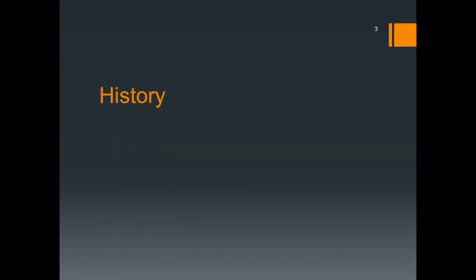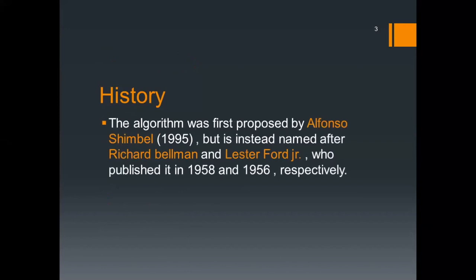Okay, now I am going to talk about the history of this algorithm. The algorithm was first proposed by Alfonso Shimbel in 1955, but is instead named after Richard Bellman and Lester Ford Jr., who published it in 1958 and 1956 respectively. And that's why this algorithm is called the Bellman-Ford algorithm.